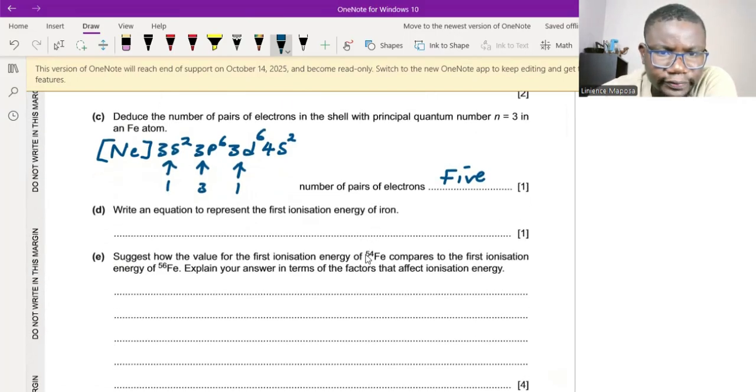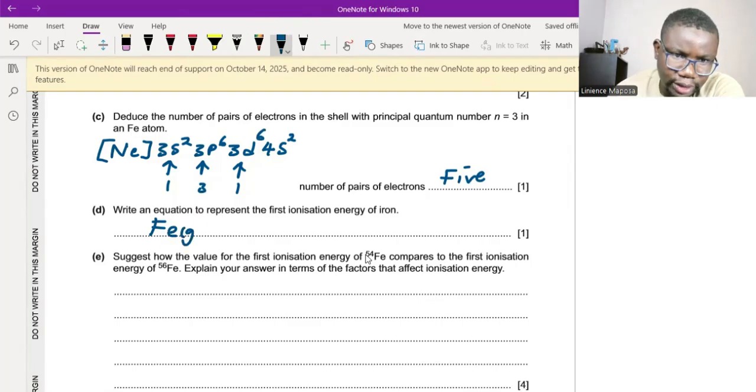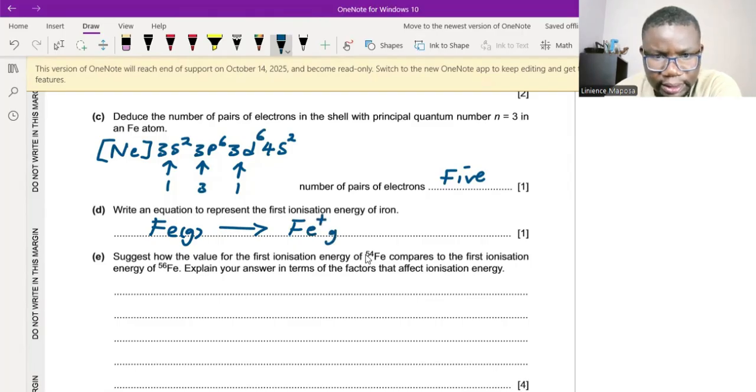Write an equation to represent the first ionization energy of iron. Okay, by definition, first ionization energy is the amount of energy that is required to remove 1 mole of electrons from 1 mole of gaseous atoms of an element to form 1 mole of gaseous 1+ ions. So gaseous is important. So we say ion in gaseous state, please don't say solid, to form Fe plus, because this is first ionization energy, gaseous, and then plus the lost electron. Okay, that's the electron you removed.